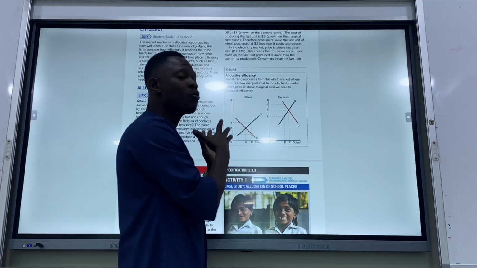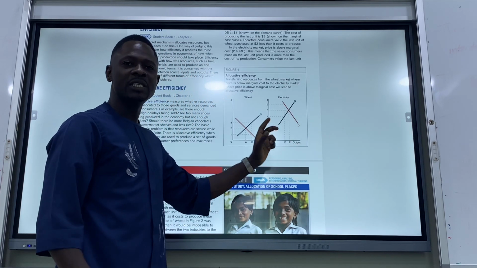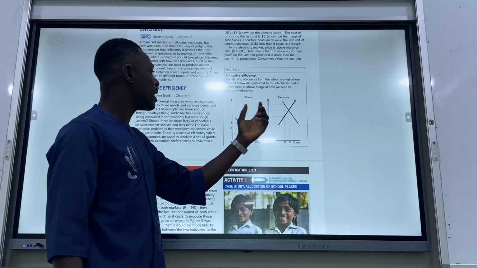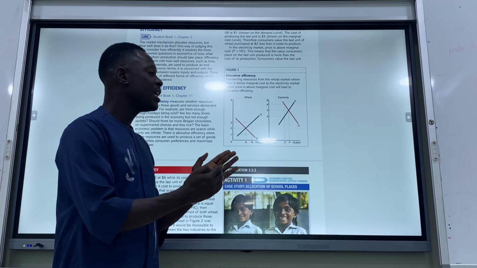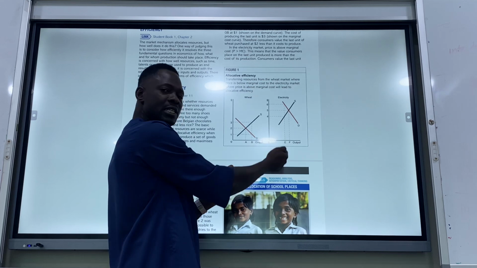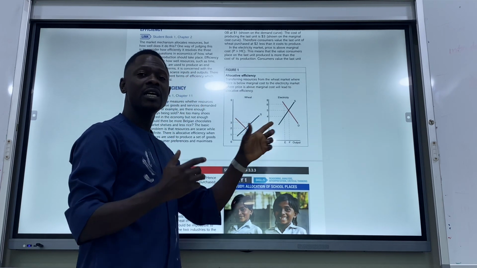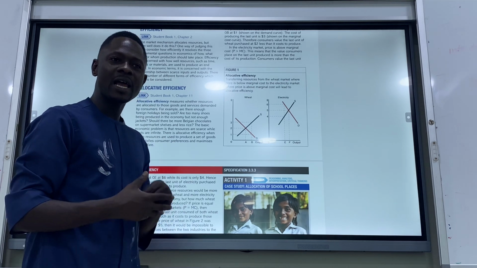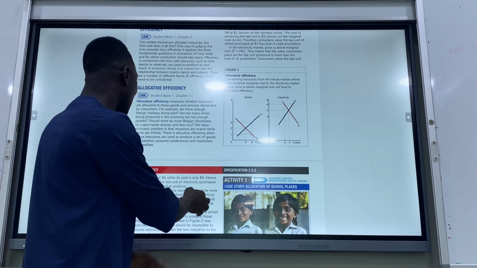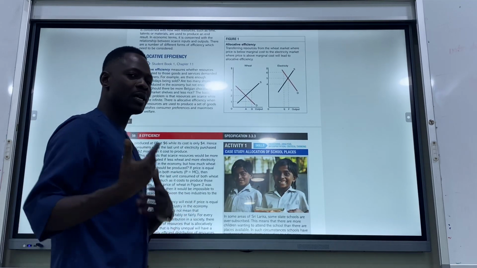There will be allocative efficiency if the government is able to shift focus from wheat to electricity, because the demand for electricity is increasing, but the price of electricity is high. So there's going to be allocative efficiency if the government subsidizes electricity instead of wheat, because the market for electricity is consuming more and the cost is increasing. That is allocative efficiency. If there's any question about allocative efficiency, you can definitely ask.